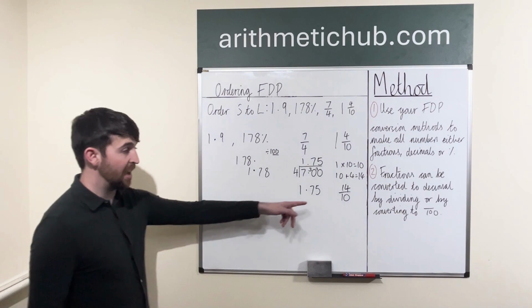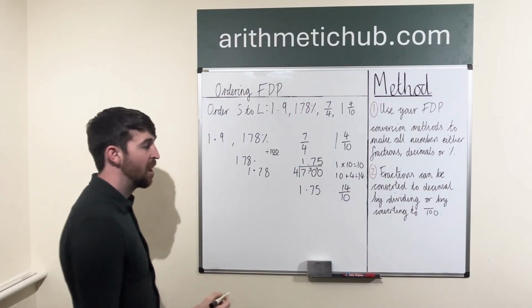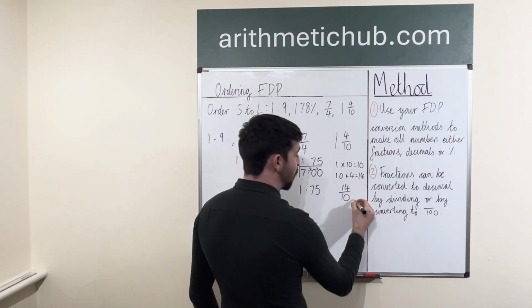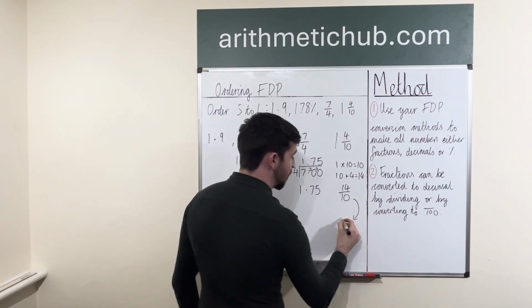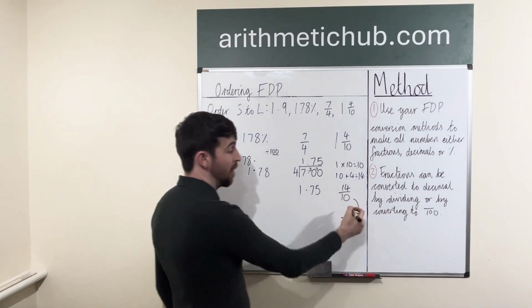Now, I could do this as a division, or I could say fractions can be converted to decimals by dividing or by converting to 100. So I've got another option. I can convert it to over 100, can't I? Well, that's a really easy equivalent fraction.